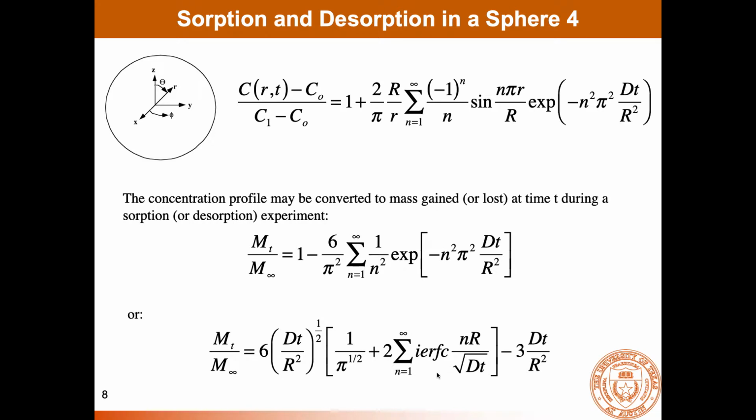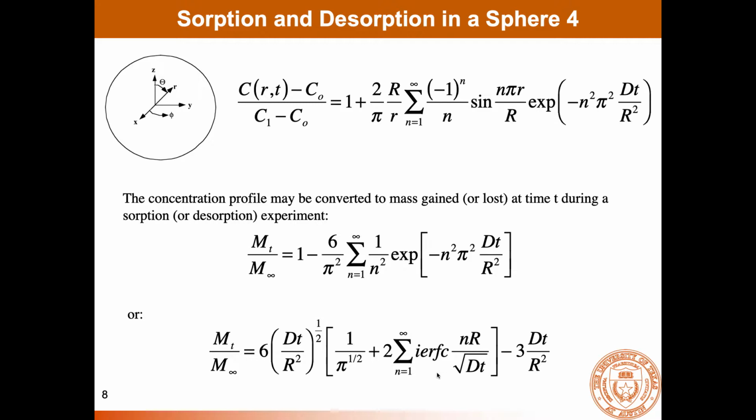The concentration is converted to fractional mass gain or loss by integrating the concentration over the volume to calculate the mass. And again, you see the expression looks very similar to what we would have seen in a slab. This exponential, we can also get a variation of the solution in terms of error functions, and it allows an easy extraction of the front term, so that at short times the fractional mass uptake again goes as t to the 1/2.